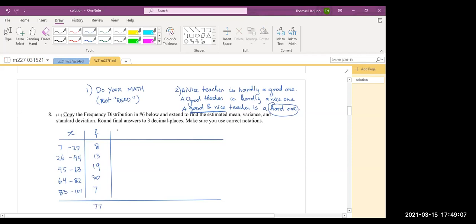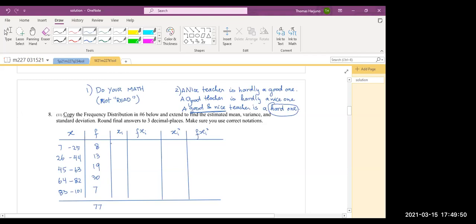Okay, now what is the next one? What should be in the next column? X subscript I, and then what is in the next column? X sub I. F times X sub I. What is in the next column? X sub I squared, that's right. And the last column is F times X sub I squared. Good.